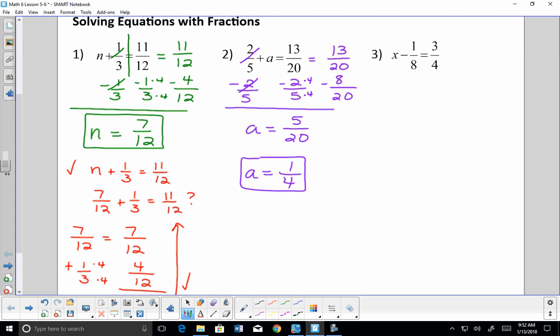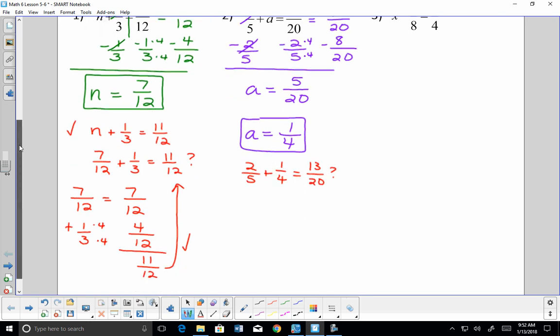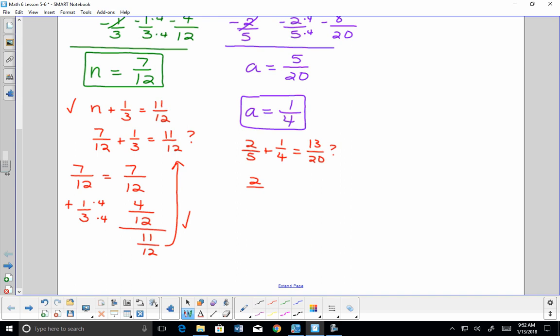I can check this problem as well. I need to know if 2/5 plus 1/4 actually equals 13/20. That's what I'm trying to figure out. So let's look at this problem. So 2/5 plus 1/4. Common denominator here is 20. 5 times 4 is 20. 4 times 2 is 8. 4 times 5 is 20. 5 times 1 is 5. 8 plus 5 is 13, so 13/20 equals 13/20. This checks.